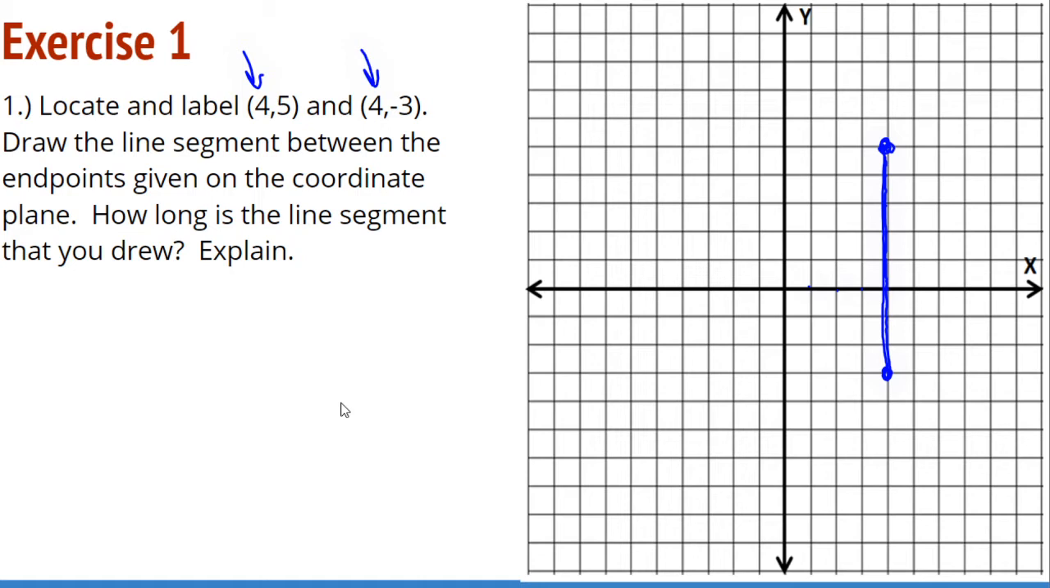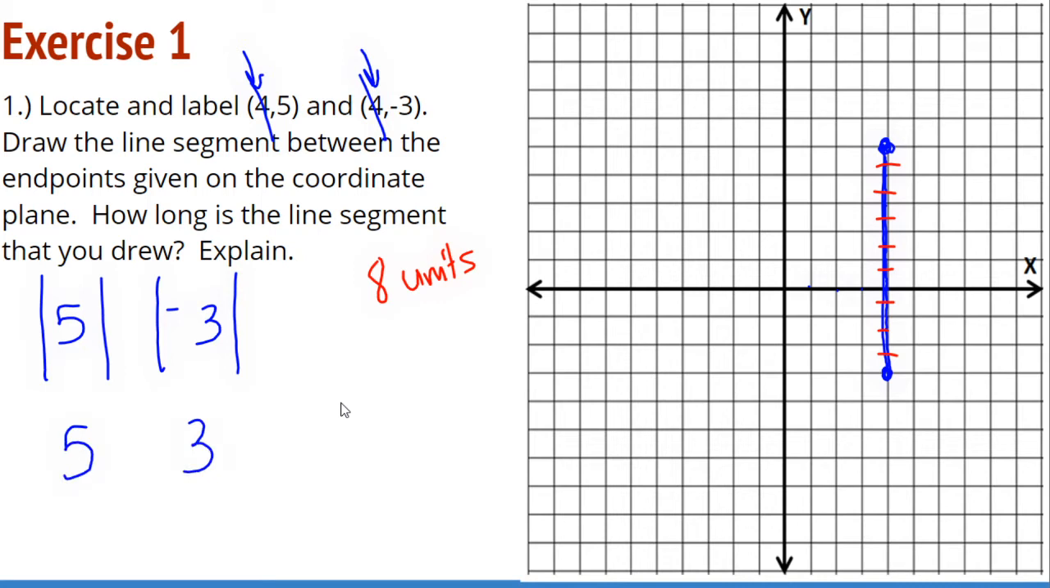Now, the length of the line segment, I've got a couple of things I can do. First, I could just count the units. 1, 2, 3, 4, 5, 6, 7, 8, and say that they are 8 units apart. Or I could use what we worked on in the last lesson, and I could say it's a vertical line going through 4. One of them is 5 units from the x-axis. The other is -3 from the x-axis, which means that we are 5 and 3, and I will add them together to find that they are 8 units from each other. So the same answer, one of them just counting the units, the other using our knowledge of absolute value.